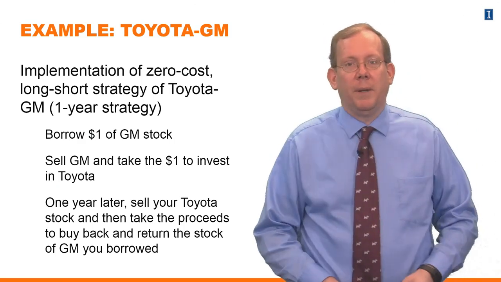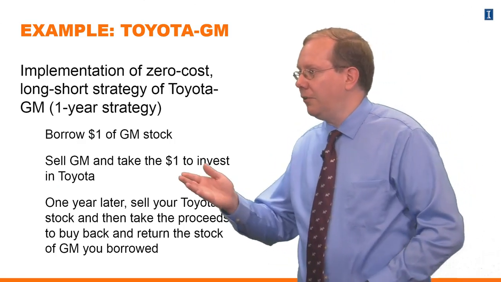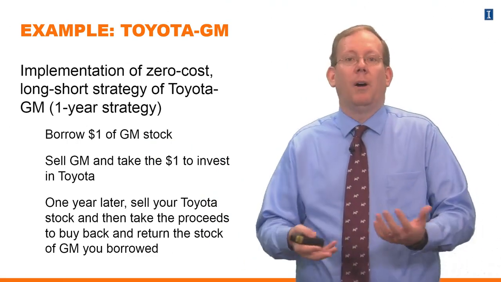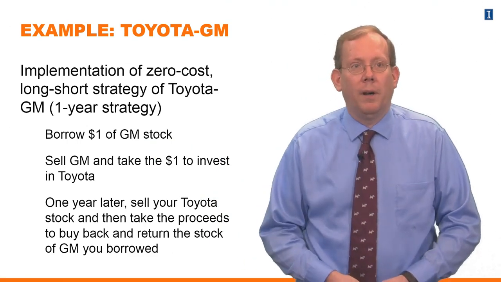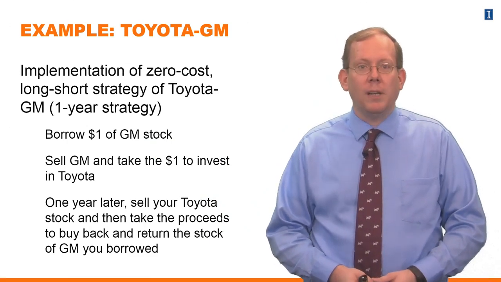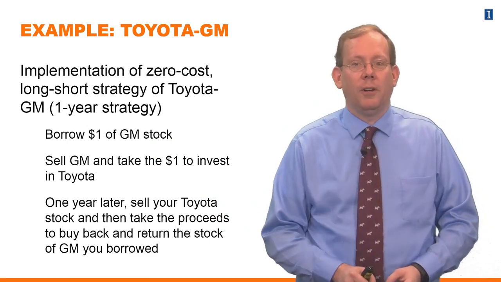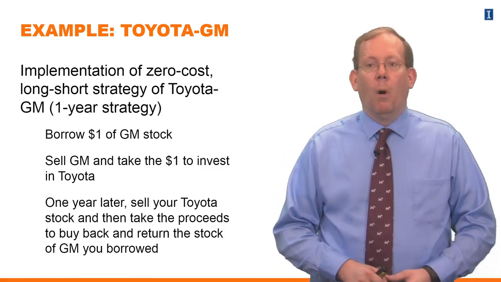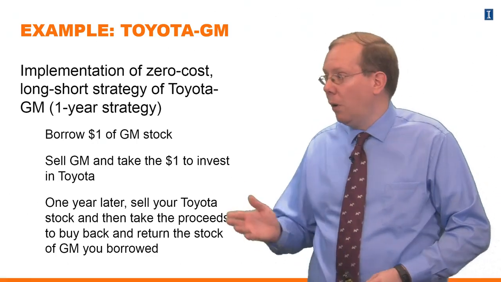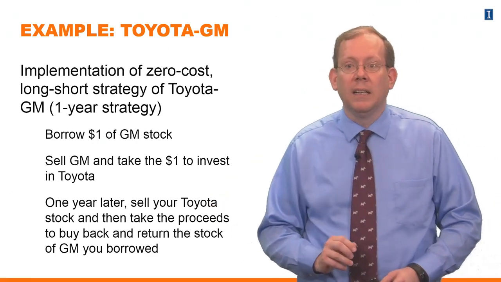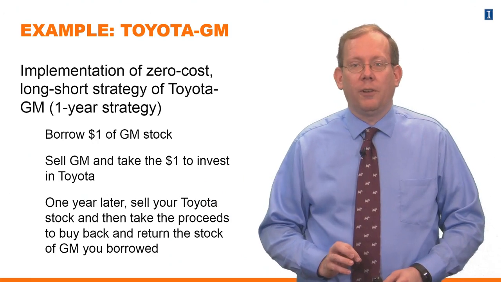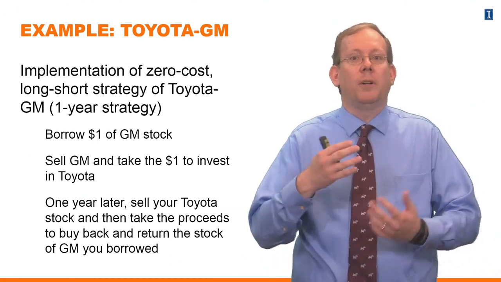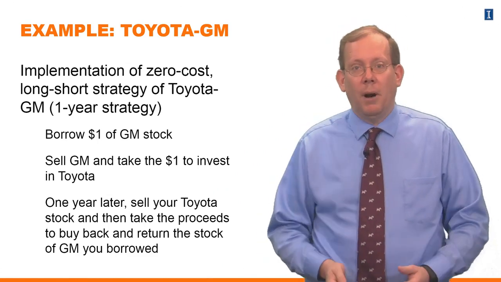So let's look at the implementation of the zero cost strategy. So step one, borrow $1 of General Motors stock. Just like you're borrowing money, in this case you're borrowing $1 of General Motors stock. Right away you sell General Motors because you think it's going to go down, and you take that $1 to invest in Toyota. One year later, this is a one-year strategy, you sell your Toyota stock, take the proceeds from the sale of Toyota, then you have to buy back the General Motors stock to return to the person that you borrowed it from.